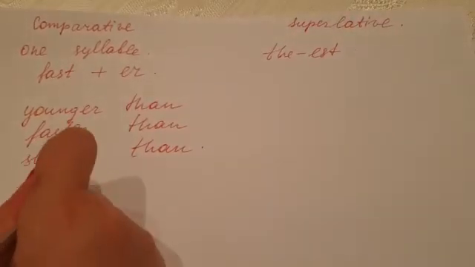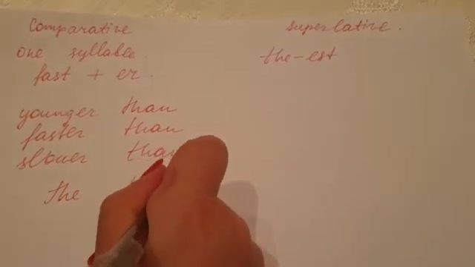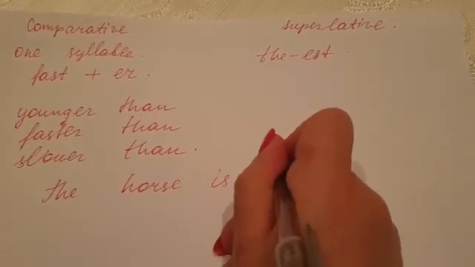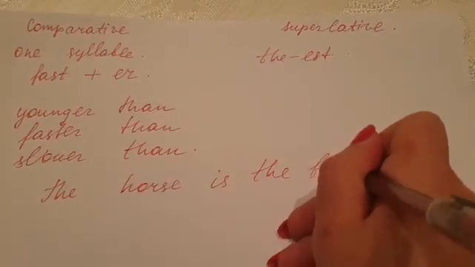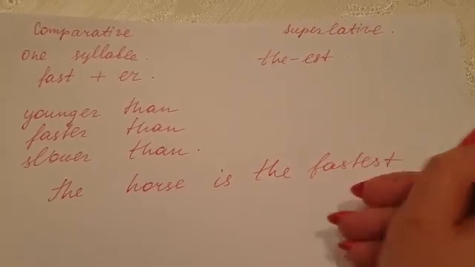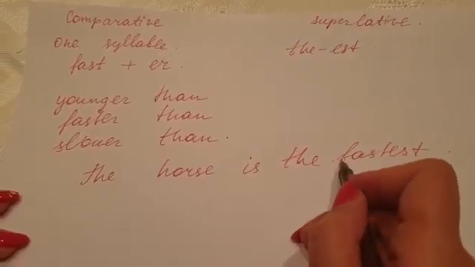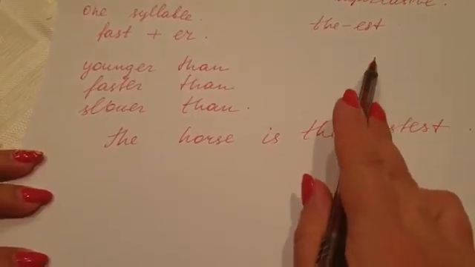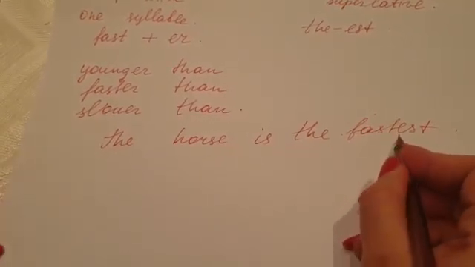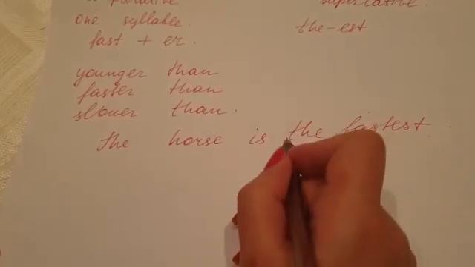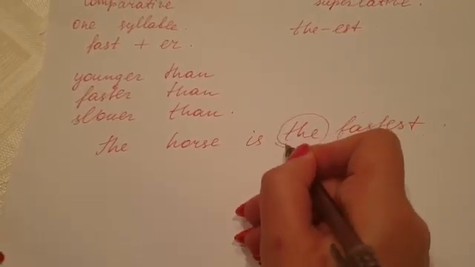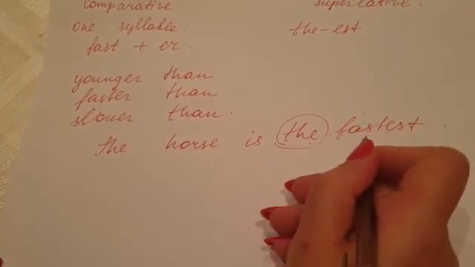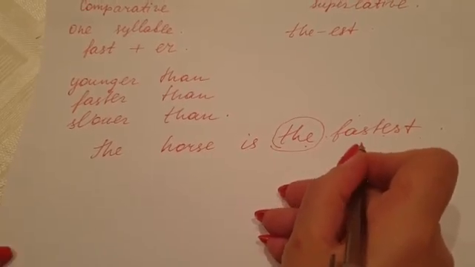For example, the horse is the fastest. Fast, as we mentioned before, has one syllable. That's why in superlative degree we add the ending est. But it is also important to write the article the before the adjective.